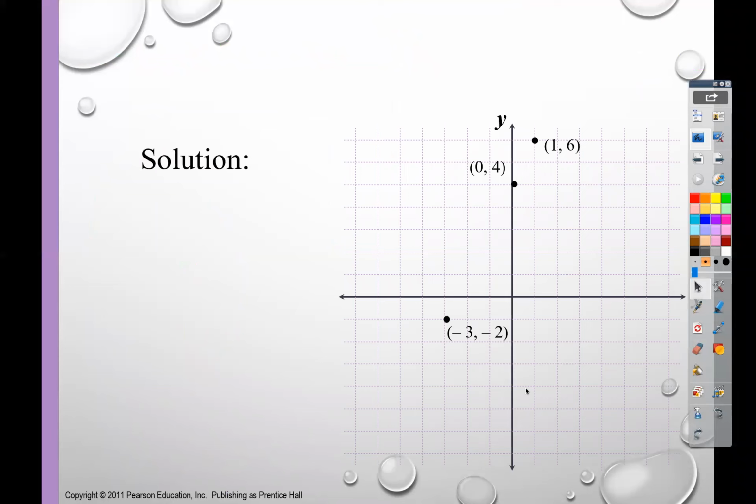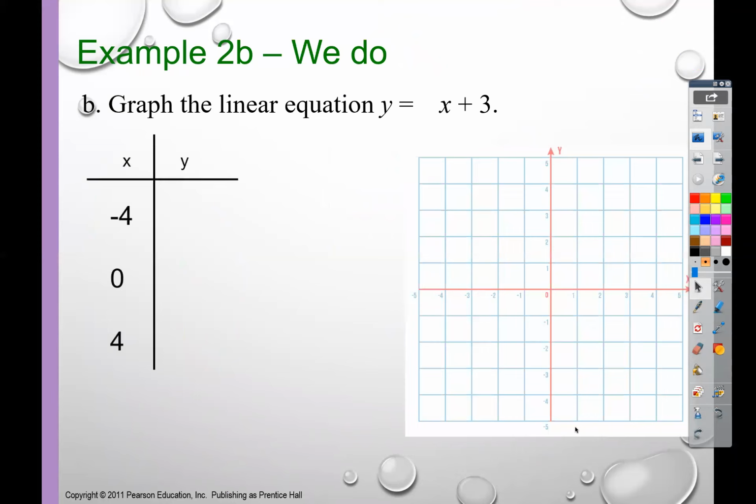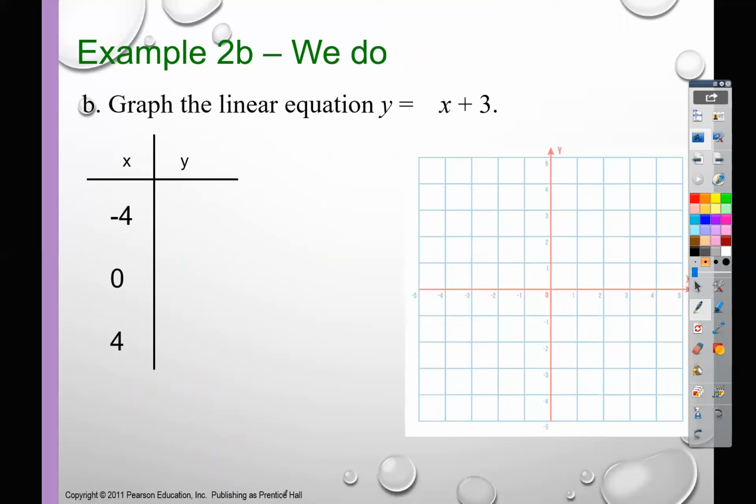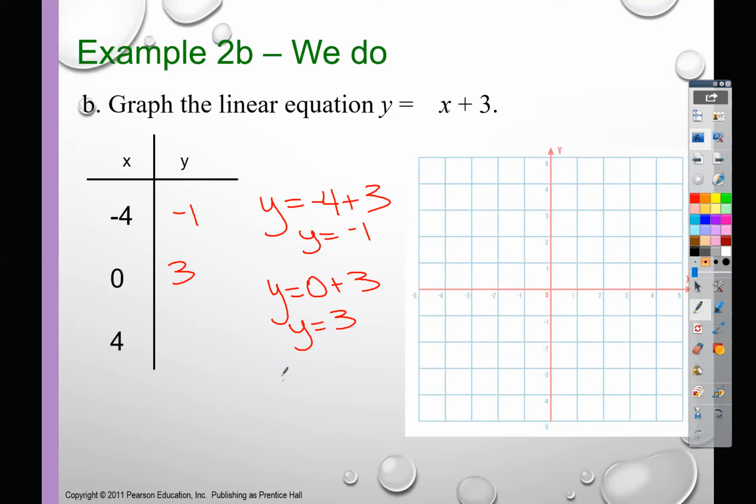And then the solution, plotted points, and a prettier line. Okay, next, so we're going to do this one together. Graph the linear equation y equals x plus 3. If I plugged in a -4 for x, I would get y equals -4 plus 3. So y would equal -1. If I plug in 0, y equals 0 plus 3, y equals 3. And then if I plug in a 4 for x, y equals 4 plus 3, y equals 7.